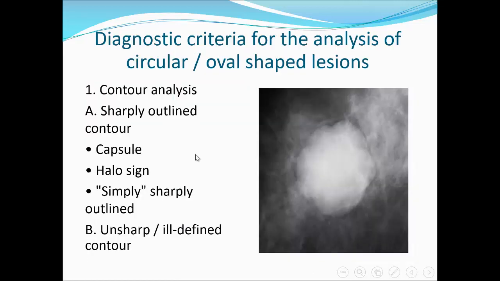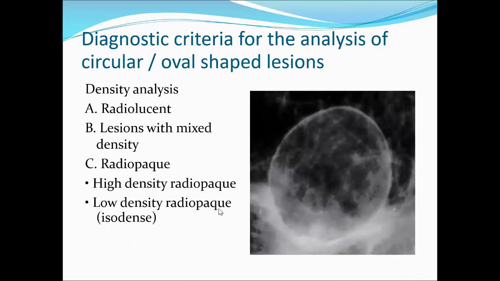Diagnostic criteria for the analysis of the lesion again. Contour analysis. Here it is a macrolobulated lesion, well circumscribed, and also there is a sign here. This is the halo sign. Note here it is sharply delineated around the lesion, and this halo sign is also suggestive of benignity, but still we have less than 5% maybe malignant.